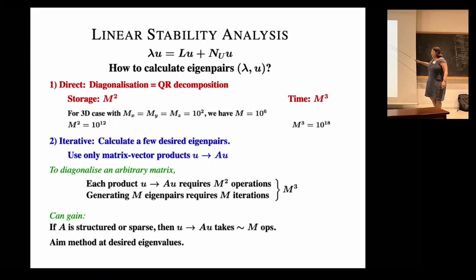And in addition, how else are we going to save? Well, we don't want all the eigenvalues, although sometimes it's nice. We just want a few. So the analog of preconditioning is how to aim the methods at the desired eigenvalues. How to aim it.